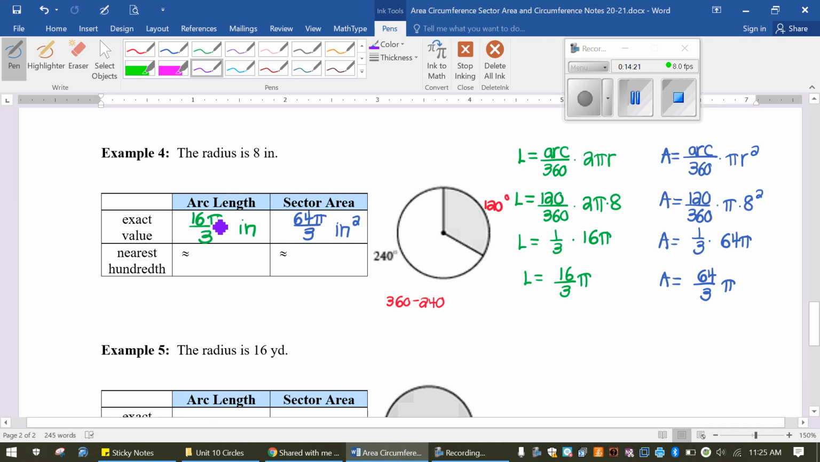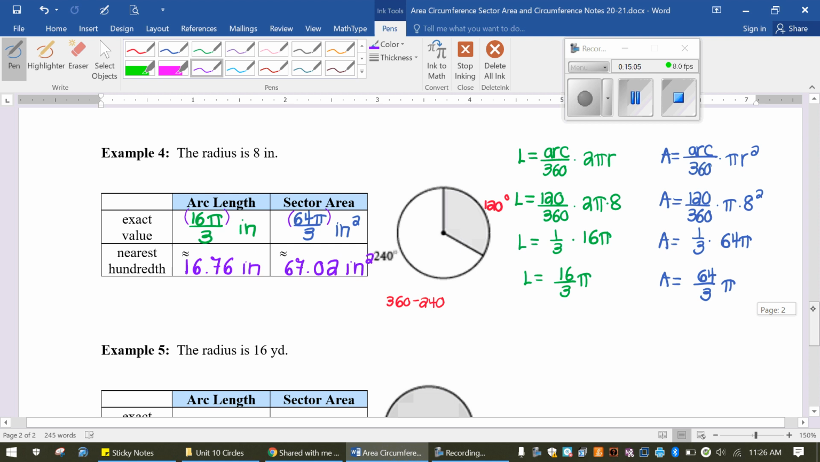Make sure you do the 16 times pi, then hit enter, and then divide by 3. What you should get is 16.76 inches. So make sure that you type this in and you check this. Okay? If you're not getting this answer, then put this 16 pi in parentheses before you divide. Same thing with the sector area. 64 times pi, hit enter, then divide by 3, and what you should get is 67.02 inches squared. If you're not getting this answer, use parentheses before you divide.